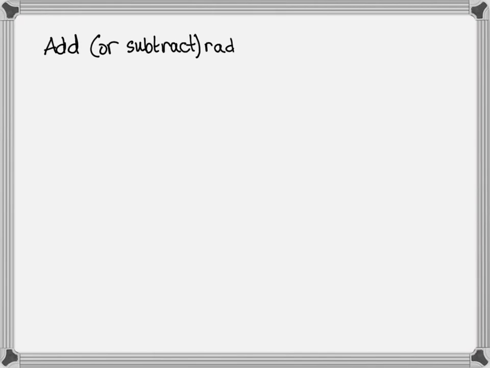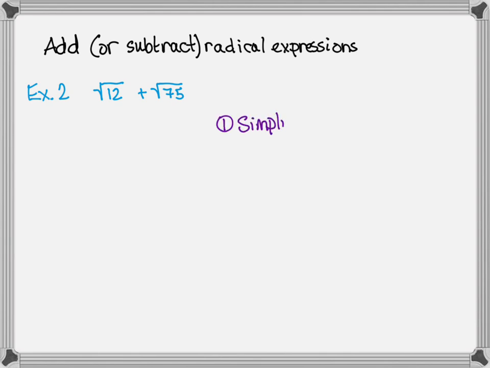Okay, so now let's look at an example of adding radical expressions. If we were subtracting, we would look at it very similarly. So our first example would be the square root of 12 plus the square root of 75. First, we will simplify the radicals. Neither 12 nor 75 are perfect squares. The largest perfect square factor of 12 is 4. I can rewrite it as the square root of 4 times the square root of 3.